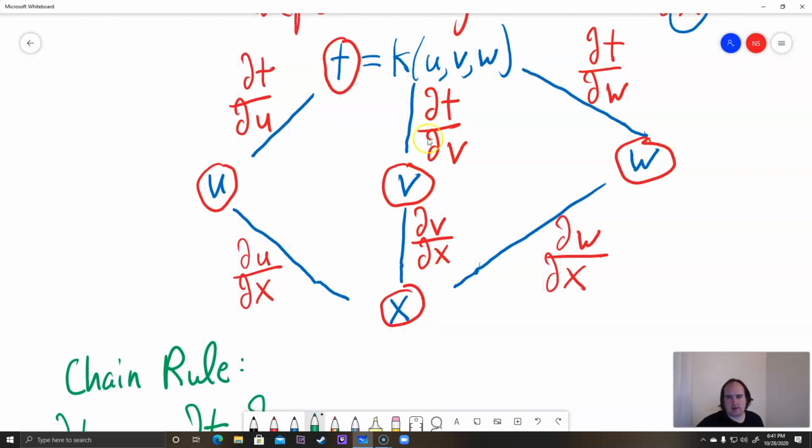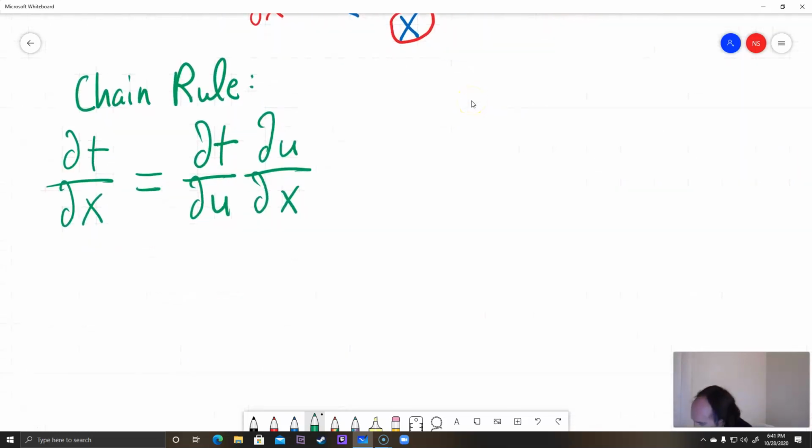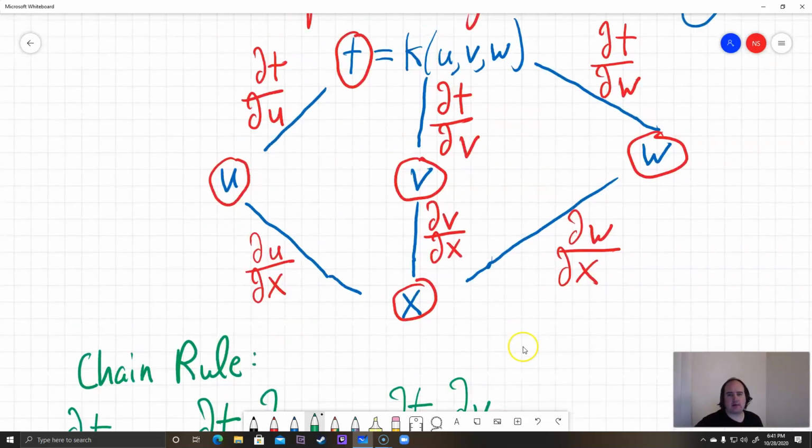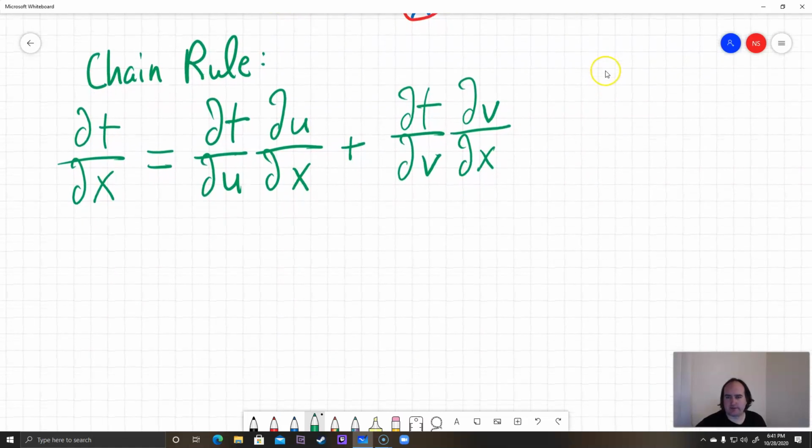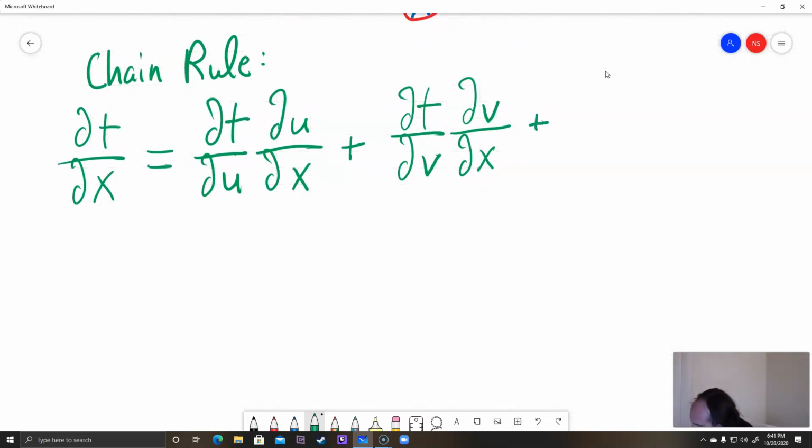Okay, so let's do the middle branch now. Working from the top to the bottom, we have plus partial t, partial v times partial v, partial x. That was just the middle branch. And then working on the right branch, going from top to bottom, we have plus partial t, partial w times partial w, partial x.